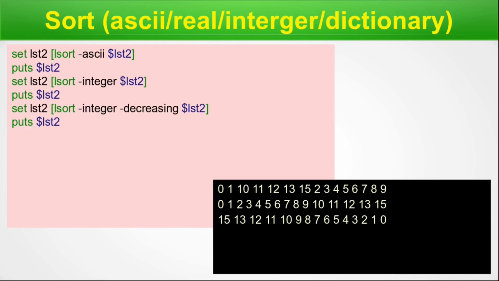Let's see the next one. Here we are using the dictionary sorting, using the dictionary switch with the lsort procedure, and let's see what happens.